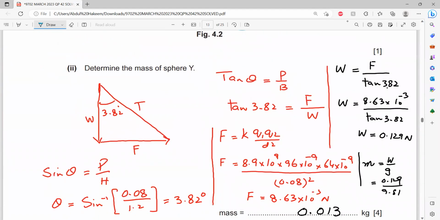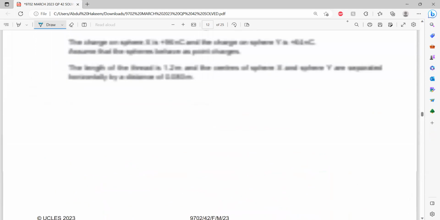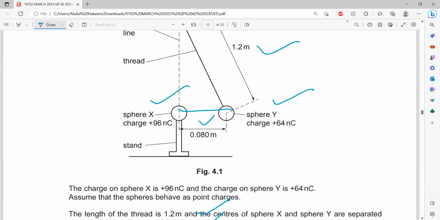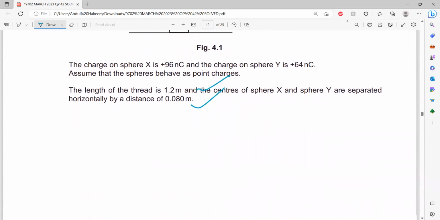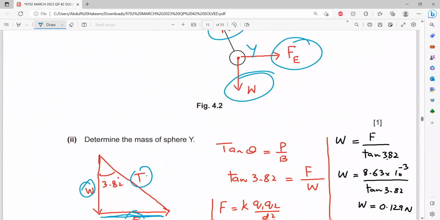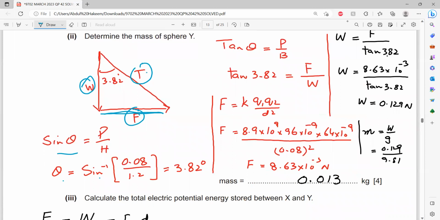Determine the mass of the sphere. Look, the weight is down, force in this direction, tension in this direction. So first we will calculate the angle. So sine theta is perpendicular over hypotenuse. So theta is equal to sine inverse. This distance is given 0.08, and this hypotenuse is given 1.2. So we will calculate angle from these two values. 0.08 divided by 1.2, this is 3.8 or 3.82.